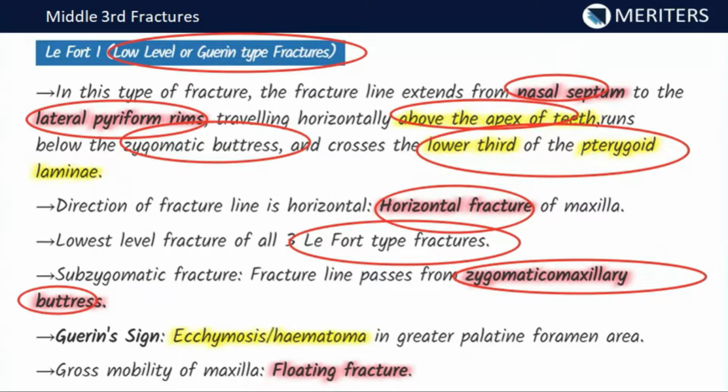Then Guerin's sign. That's a sign of ecchymosis or hematoma and can be seen in the greater palatine foramen area on the palate. This sign is known as Guerin's sign, and it is present in the LeFort I type of fracture, and that's why it is also known as Guerin fracture. Then we have gross mobility of the maxilla in this type of fracture. We have a term for this, the floating fracture, because there is a dissociation of the bilateral fractures of the palate and maxilla from the rest of the skeleton. That's why it is also known as the floating fracture.